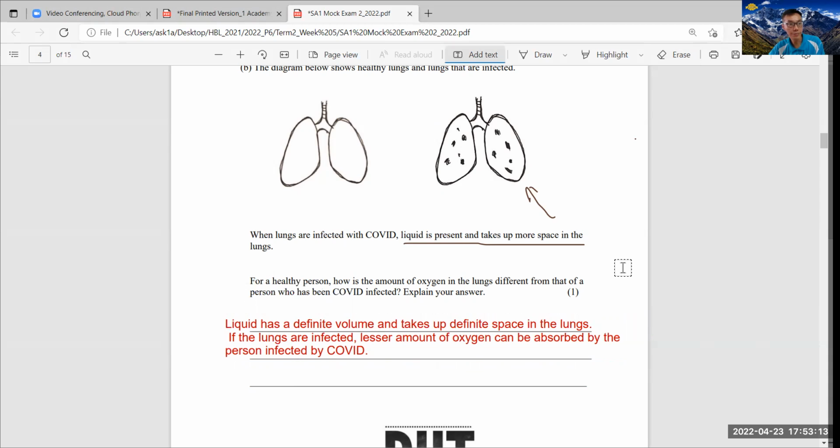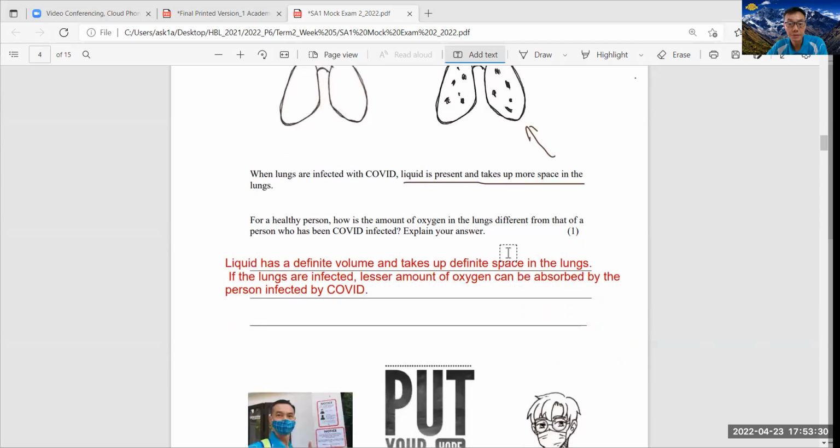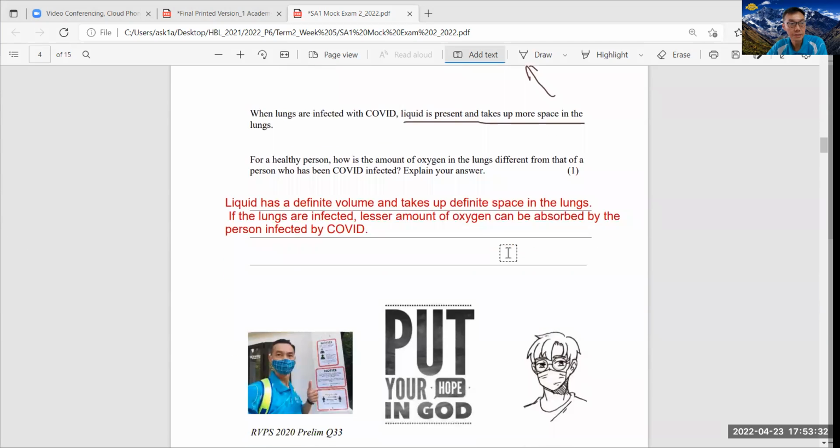Yeah, that's why you see COVID patients, right? They have difficulties in breathing. Some of the more serious cases have to be hospitalized and they take in oxygen from the oxygen tank, the oxygen mask. So we need to put our trust in God when we are healthy and even if we are COVID infected.